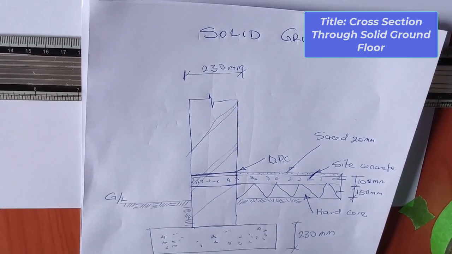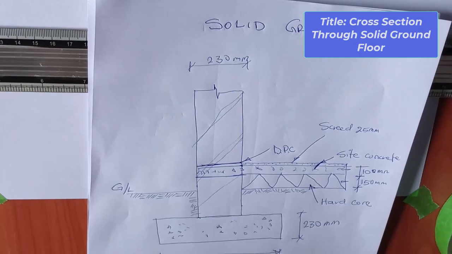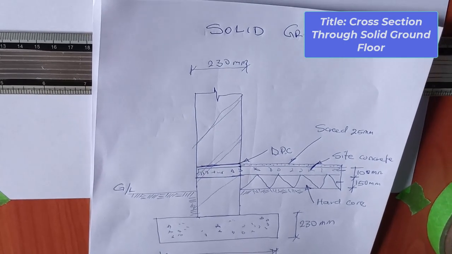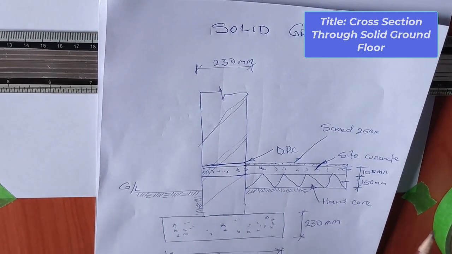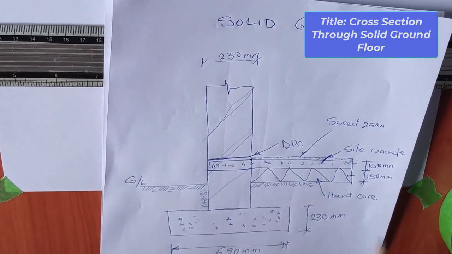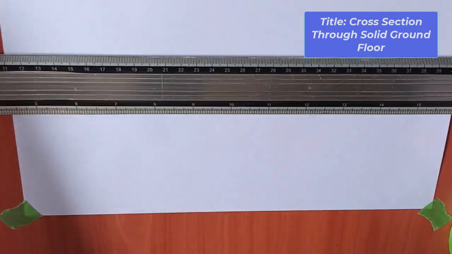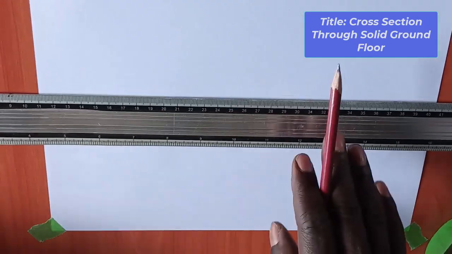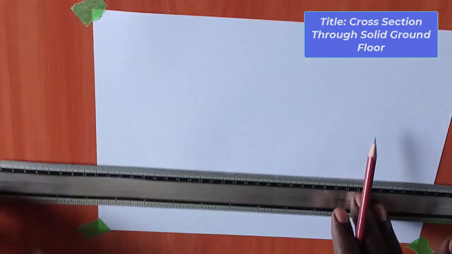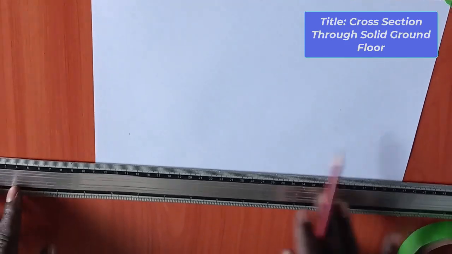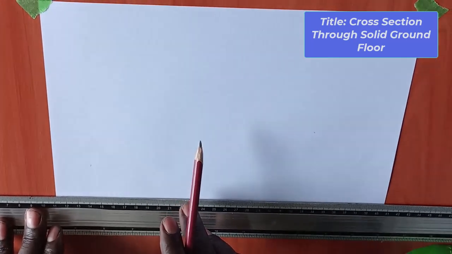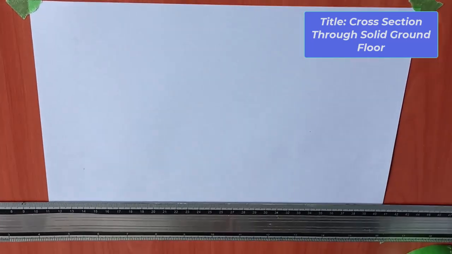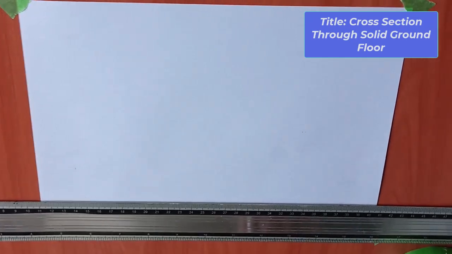So I want to show you step by step how to draw this. We are going to use a number of drawing equipments to come up with this. So this is our drawing sheet, and the drawing sheet size that we are using today is A4 paper.